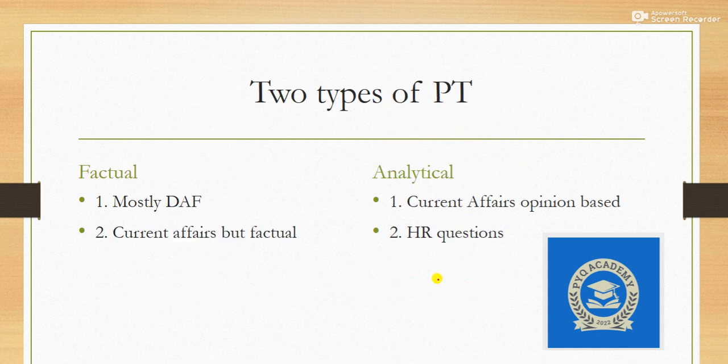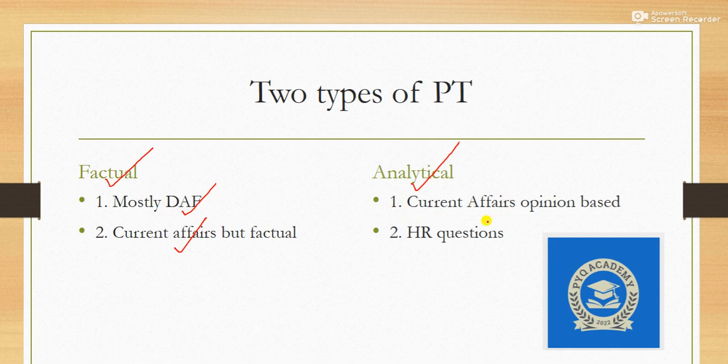So your interview can go in two directions. It can be a factual interview, or it can be an analytical interview. Factual means they are asking questions which have a definite answer, in which you don't have to apply your opinion. That can be directly from your DAF. Mostly the factual questions are from the DAF, for example, questions related to your state, your city. Sometimes a factual question can also be from current affairs, but analytical questions are mostly from current affairs.